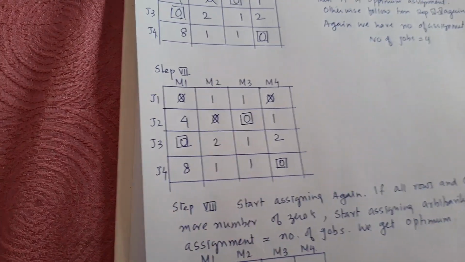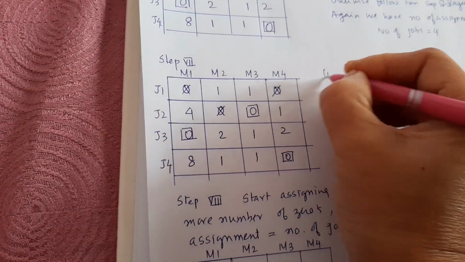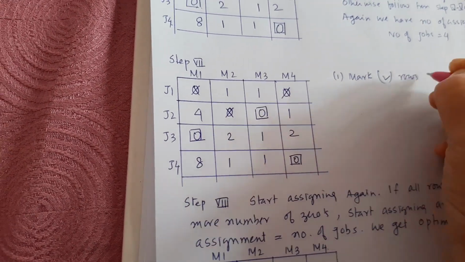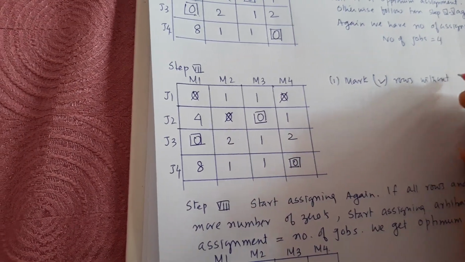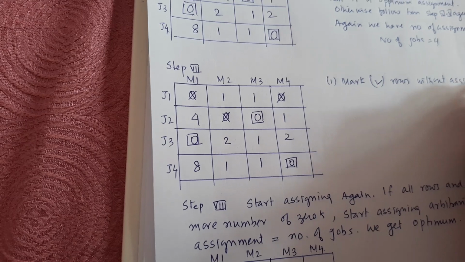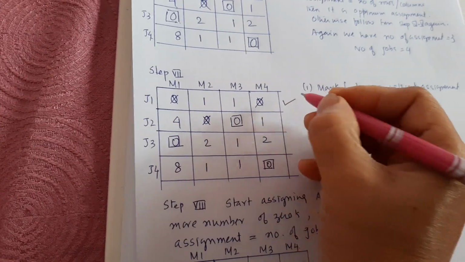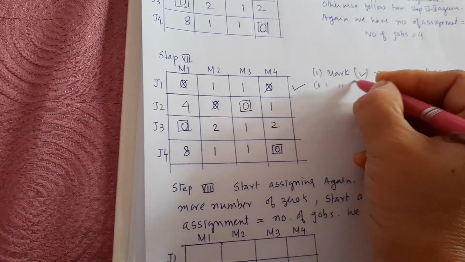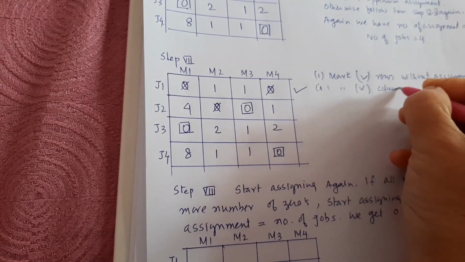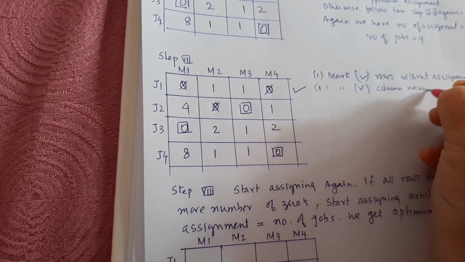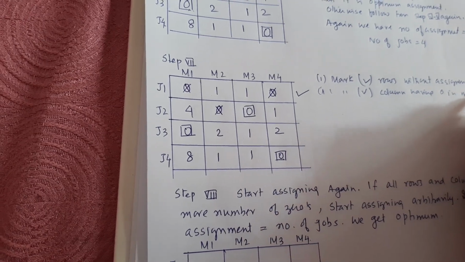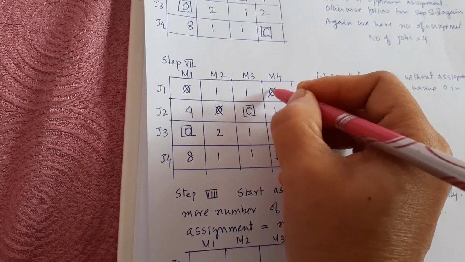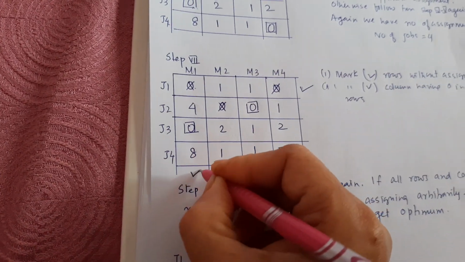Now what is your procedure? Mark, again mark, tick the rows without assignment. So what is the row without assignment? This is your row without assignment, and all other rows have assignments. Then you need to mark columns having 0 in the marked row. Okay, in the marked row. So in these marked rows, how many zeros are there? This is 1 zero, this is 1 zero. So you mark here also, you mark here also.